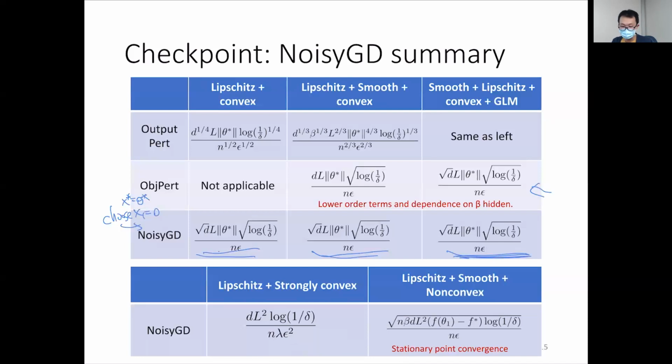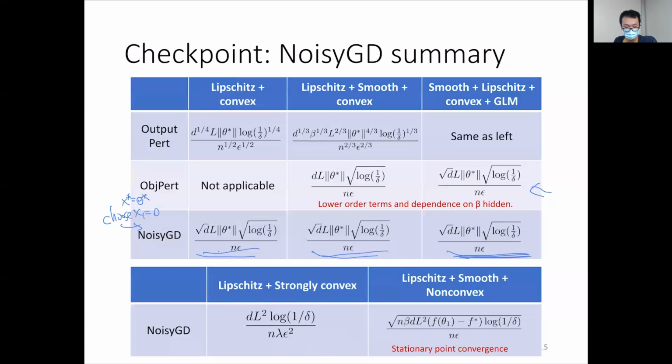Right, so objective perturbation requires an additional assumption for this tight bound to hold, but noisy gradient descent, when we choose the parameters appropriately, will give us the information-theoretically optimal result across the board. And in addition to this, noisy gradient descent is also able to address problems that are not readily addressable by, say, objective perturbation. So in our analysis, we didn't talk about the constrained case.